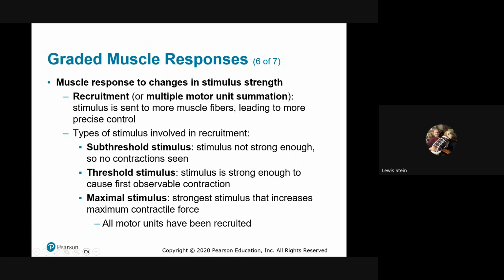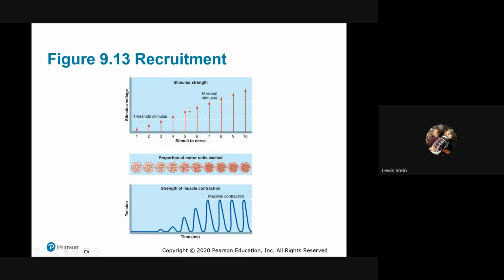So threshold, we don't reach threshold, nothing happens. If we reach threshold, we'll have an observable contraction. But if we maximally stimulate it, we're going to recruit or bring into play all of the motor units. And you can see, so here, didn't get to threshold. So you can see nothing. Now we're getting a couple tiny amounts of action. As we increased, and that's why it's a little different than nerves, that has nothing to do with the amplitude of the stimulus. Once we got to maximum stimulus, effectively we have recruited all of those.